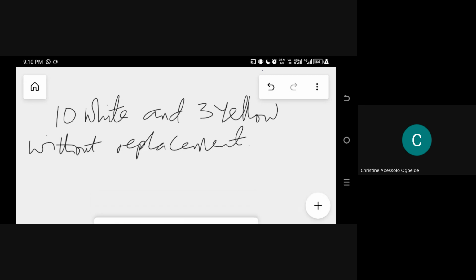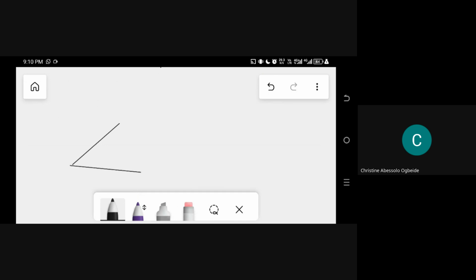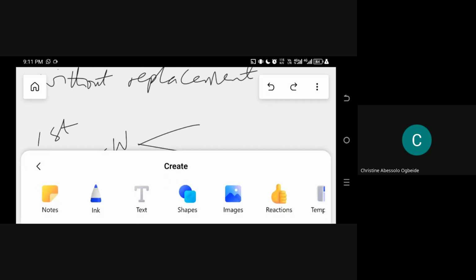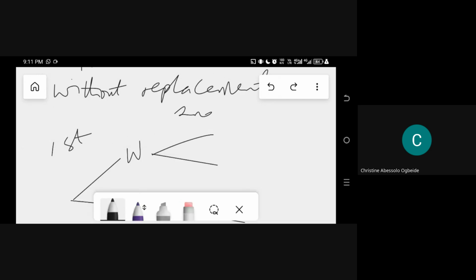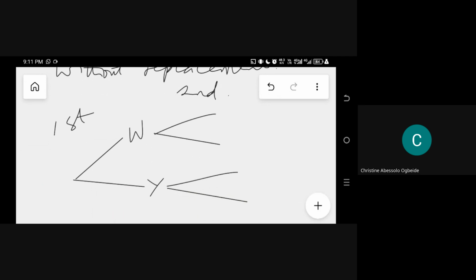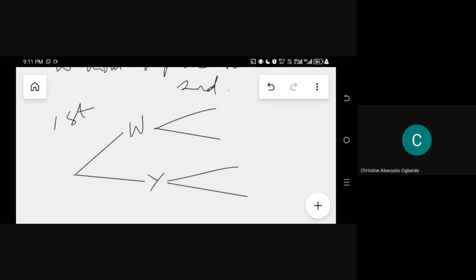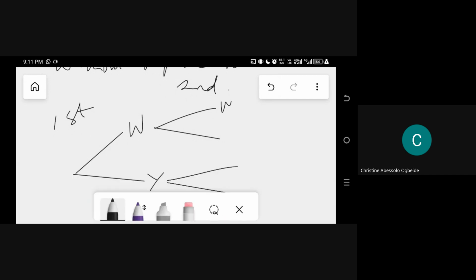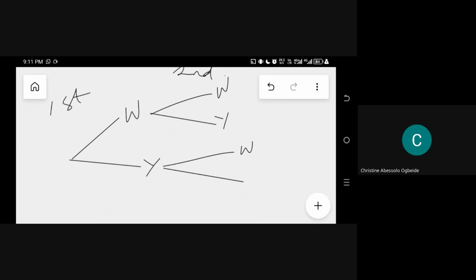So now I want you guys to complete this table. 10 white and 3 yellow without replacement. So a first ball was picked and the second was picked. So I'll just draw the table and I want you guys to complete it. You tell me what to write. So let's say this is for white, this is for yellow. So here I'll have 2 branches for my second pick. This is the first pick, and this other side is the second pick. You have 2 branches for each. So this is white, this is yellow, this is white, and this is yellow.